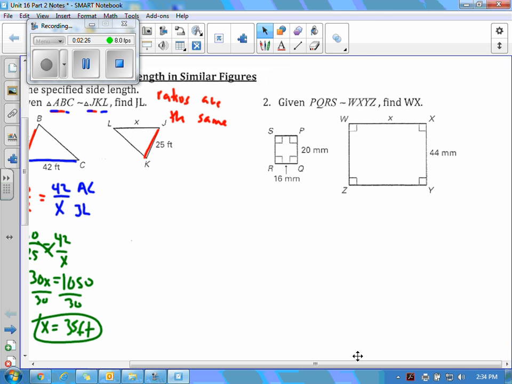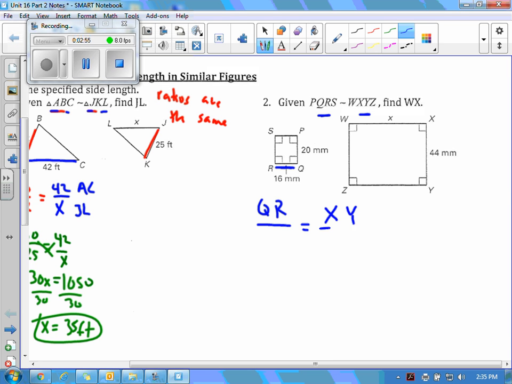It says given PQRS is similar to WXYZ, find WX. So let's start by matching up sides. I have RQ or QR right here. I just put it in alphabetical order, so I made it QR. QR is in the middle, which means it's going to match up with XY. So XY would be 44. Now, I'm going to do this a different way. I'm going to put the first side on the top, and then the first side on the top of the other one. So I can do it that way.